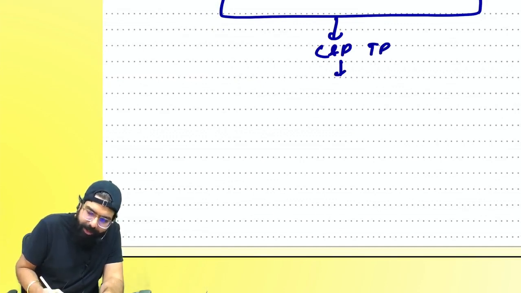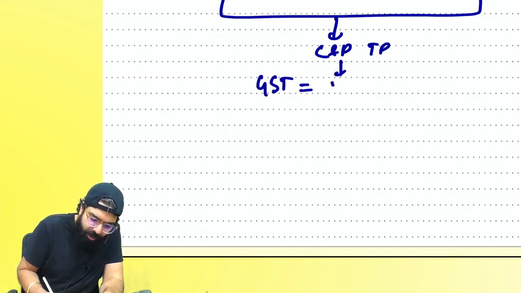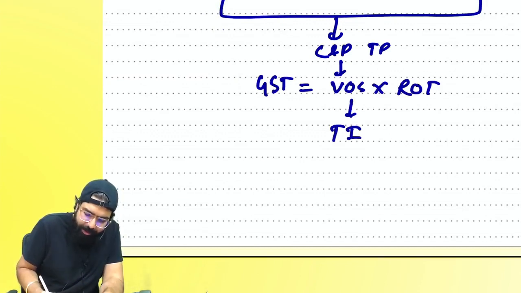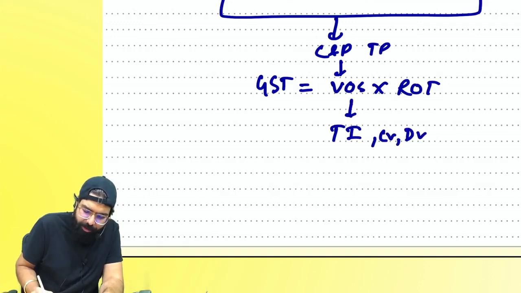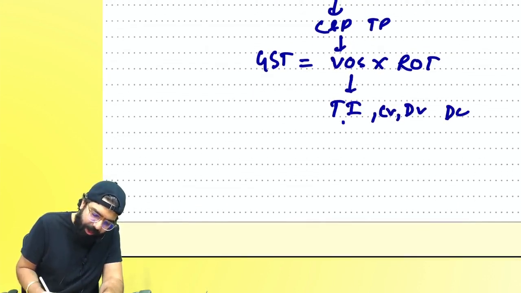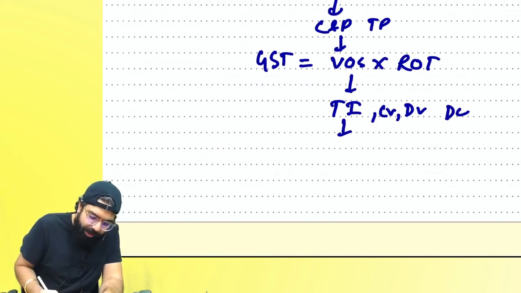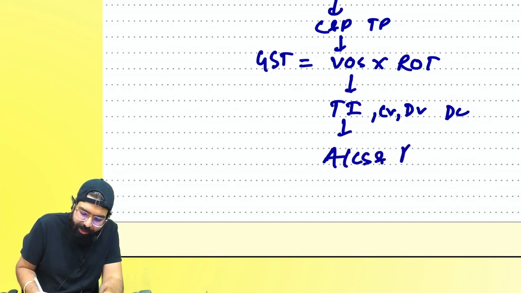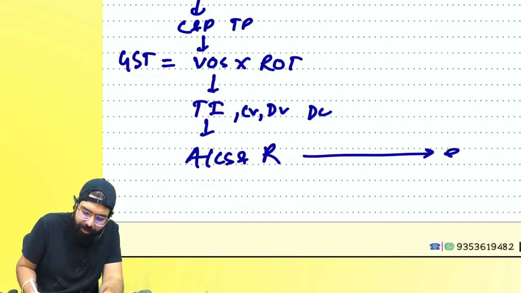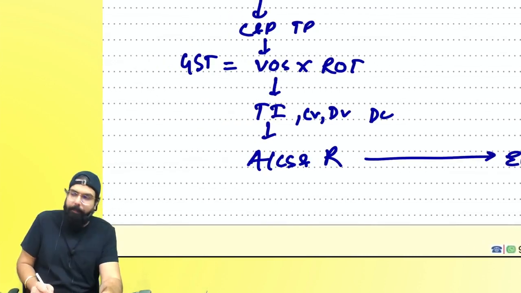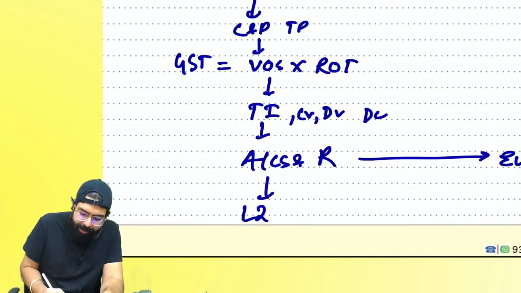How will he collect and pay? He will calculate GST is equal to value of supply into rate of tax. Once you know the value, you will prepare tax invoice, credit note, debit note and delivery challan, and then your liability to pay will come. You will maintain your accounts and records and you will send the goods to the other person with the help of e-way bill. Now your liability to pay will come.